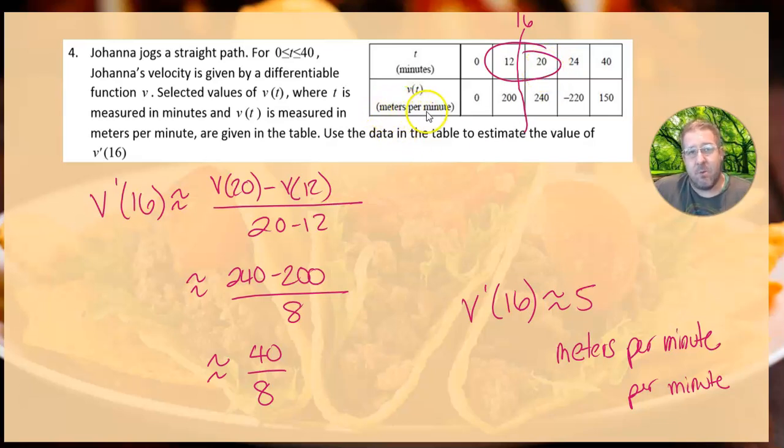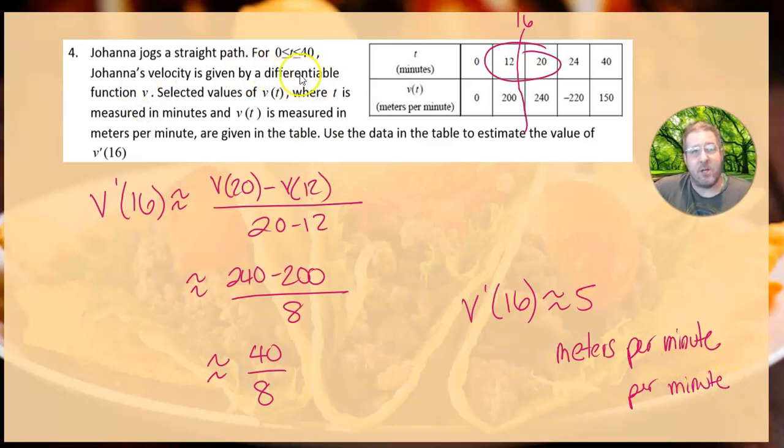Now, this one is also meters per minute. So if V of t is a rate itself, then yes, this is the rate at which that rate is changing. So V prime of 16 actually represents the meters per minute, or per minute squared. You can also say that.